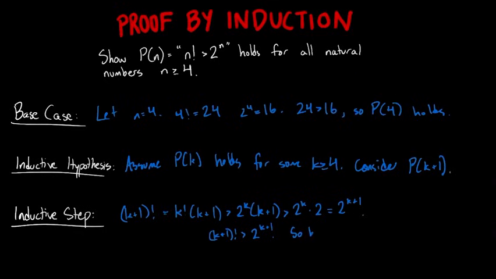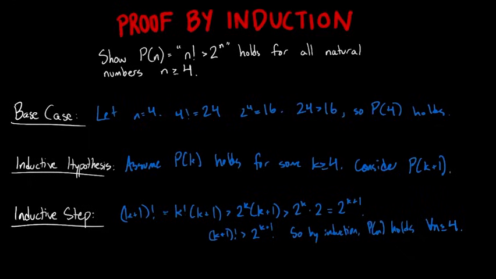So by induction, P of n holds for all n greater than or equal to 4. And how this works is when we assume that it holds for some k, we have now shown that under that assumption, the next term will always hold.